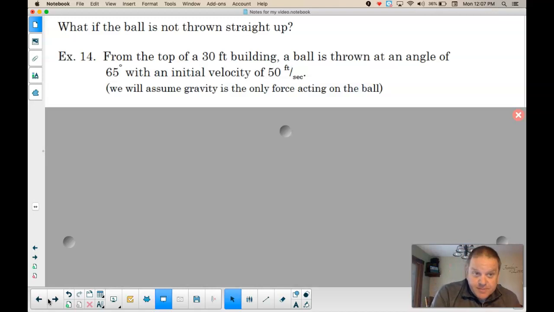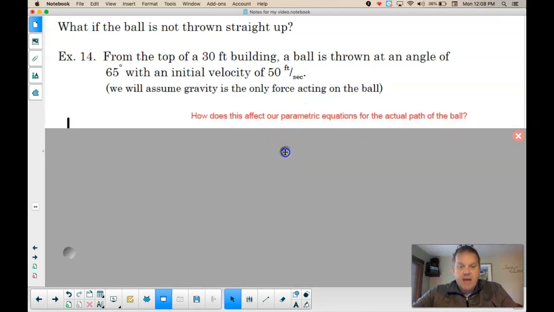Now, the kicker is, what if we throw or launch an object not vertically? What if we launch it at an angle? Well, we can handle that, and we can do all of this launching at an angle because we did vectors in the last section. So now the topic is, what if we are standing at the top of our 30-foot building again, and a ball is thrown at an angle of 65 degrees with an initial velocity of 50 feet per second?